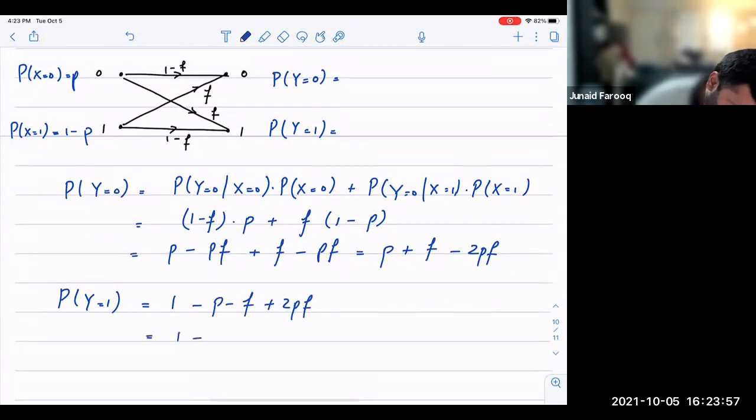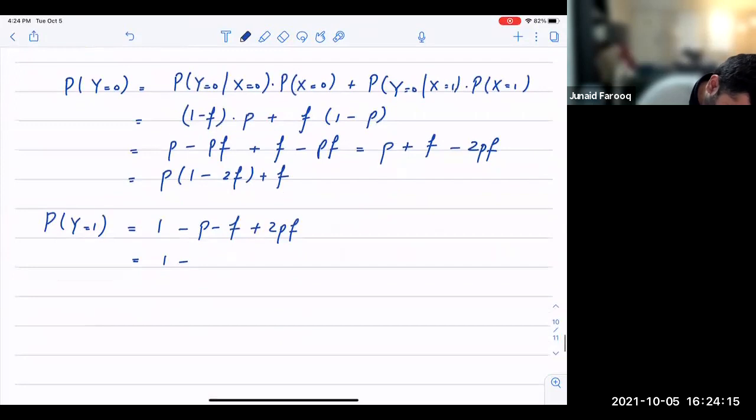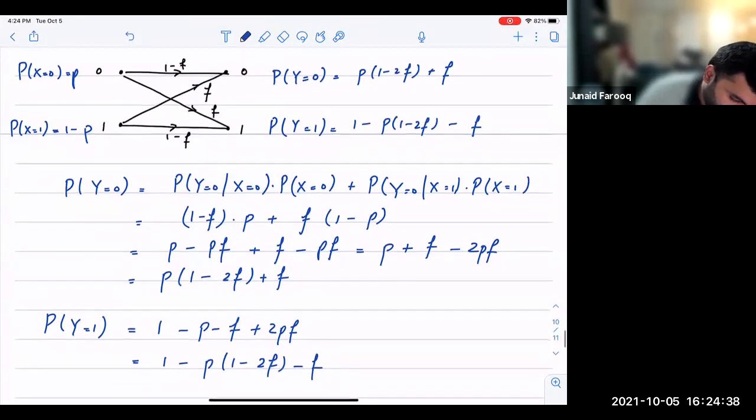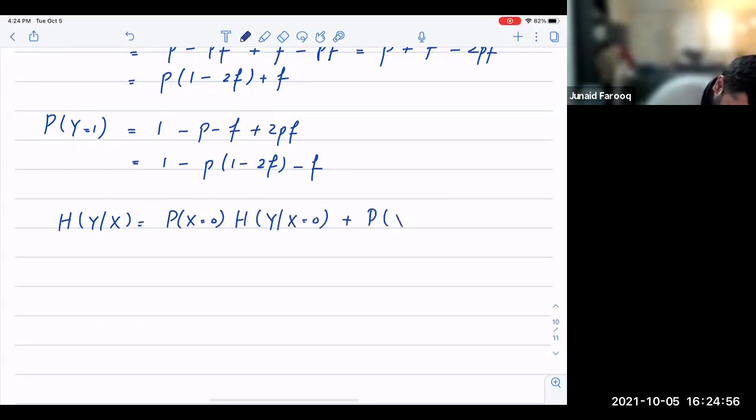Right, so it's going to be 1 minus, well, I think we can factorize them a little bit more, saying that this is actually p times 1 minus 2f plus f, and this is 1 minus p times 1 minus 2f minus f. Okay, so let's write them here. Okay, so there you go. And next step is using conditional distributions to find h of y given x, which is probability x equals to 0 times h of y given x equal to 0, plus probability x equals to 1 times h of y given x equals to 1.